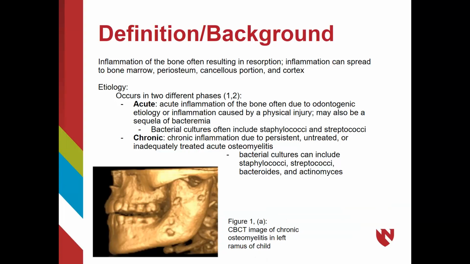Osteomyelitis is inflammation of the bone, often resulting in resorption. Inflammation can spread to bone and the surrounding areas. Osteomyelitis often occurs in two different phases, acute and chronic. Acute inflammation of the bone is often due to odontogenic etiology, or inflammation caused by a physical injury. Chronic inflammation is often due to persistent, untreated, or inadequately treated acute osteomyelitis.